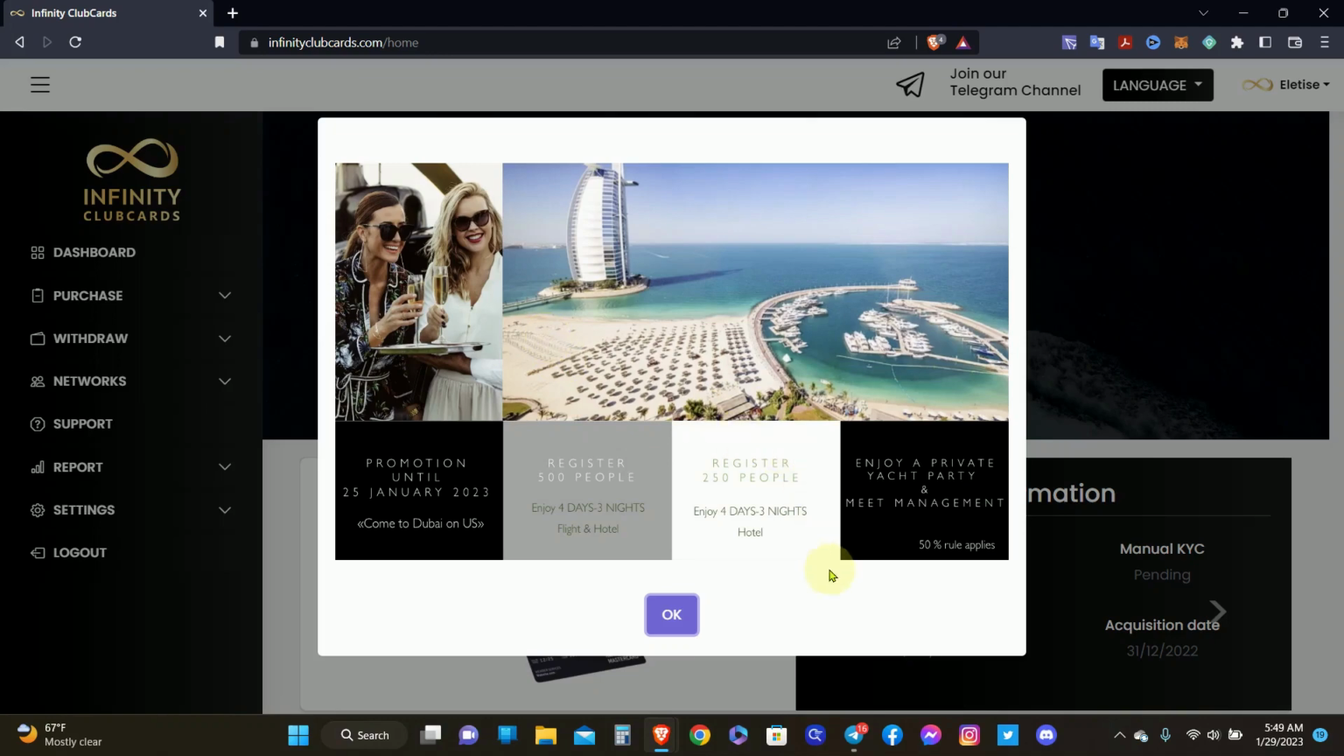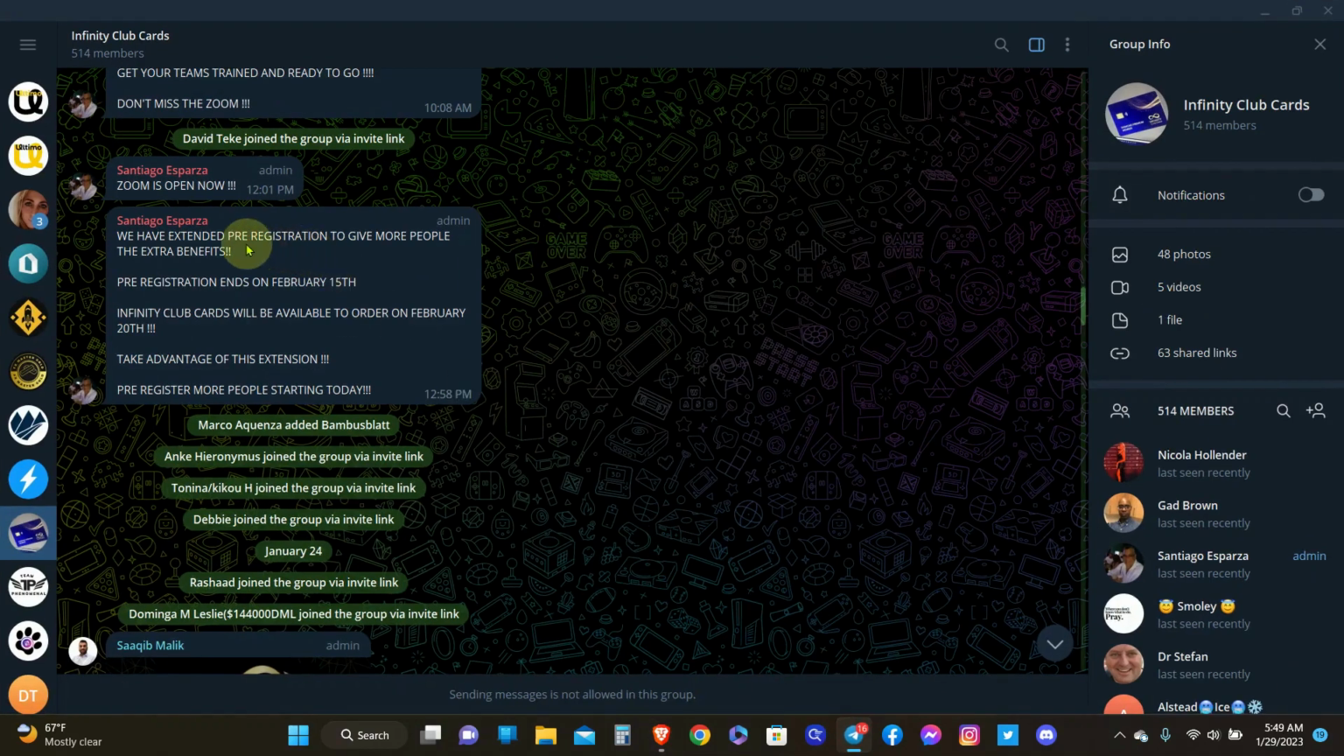Now, first things first, let's get to the announcement. The announcement was made back on the 23rd. They have extended the pre-registration to give more people the extra benefits. If I remember correctly, if you pre-register at least 10 people, and they pay the $39 in USDT TRC20 or Bitcoin during the pre-registration period, you're able to participate in the global pool bonus.